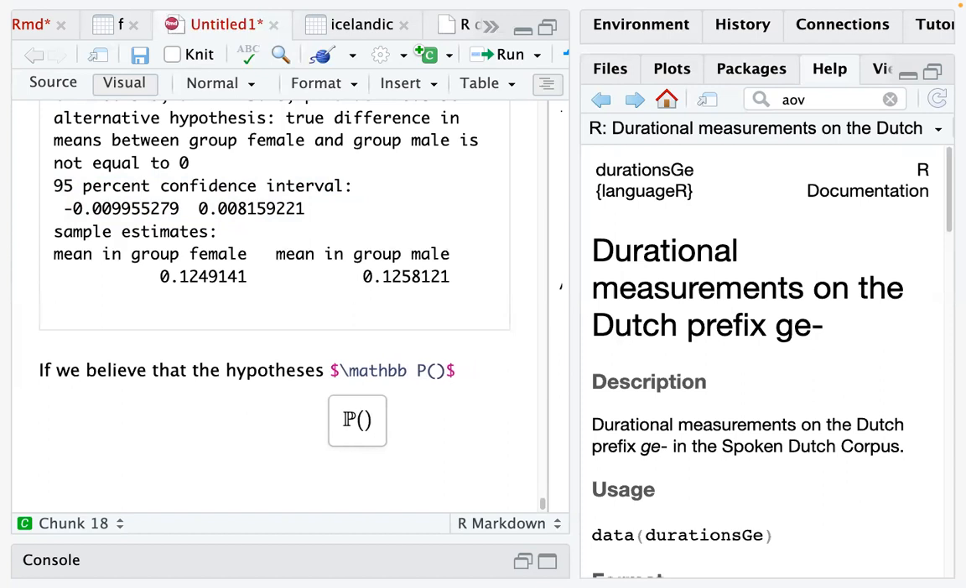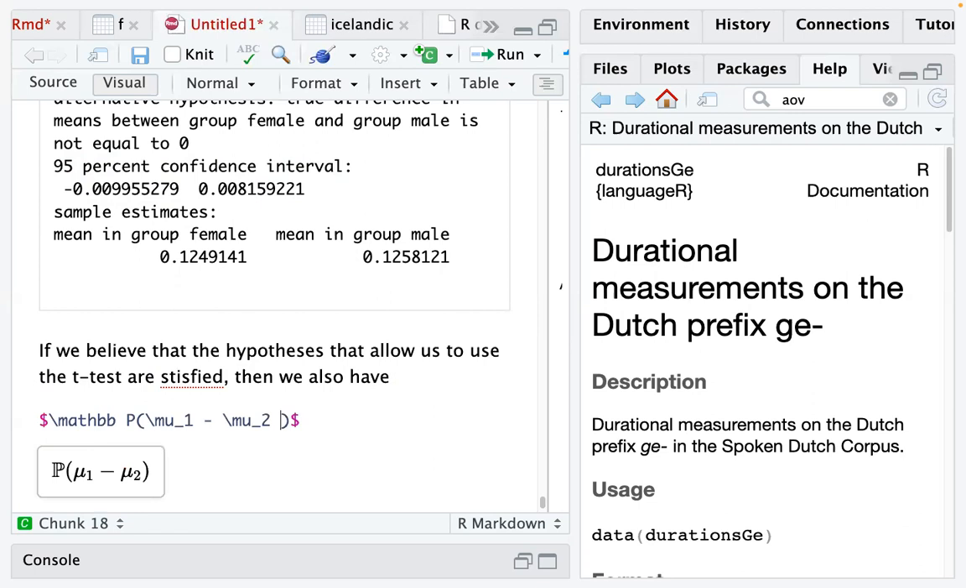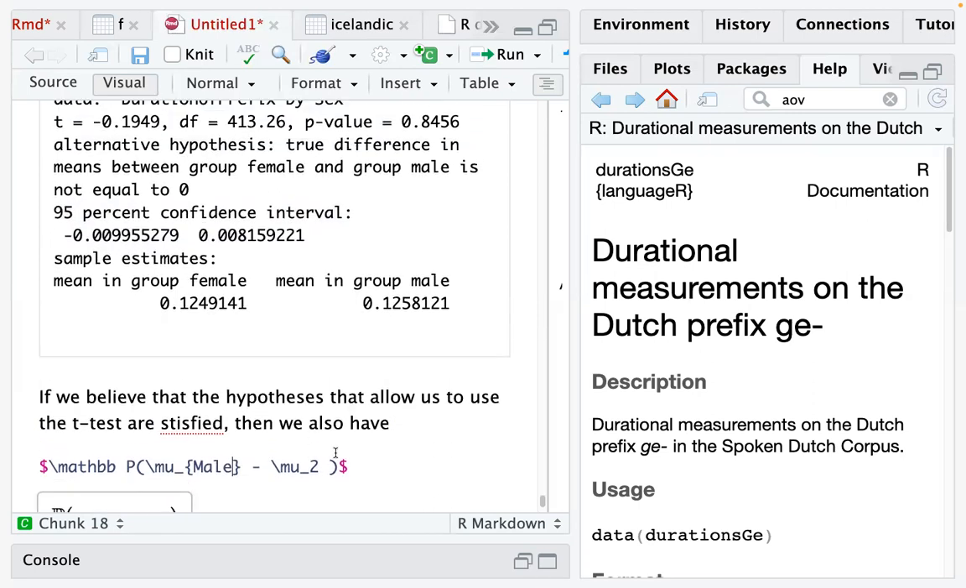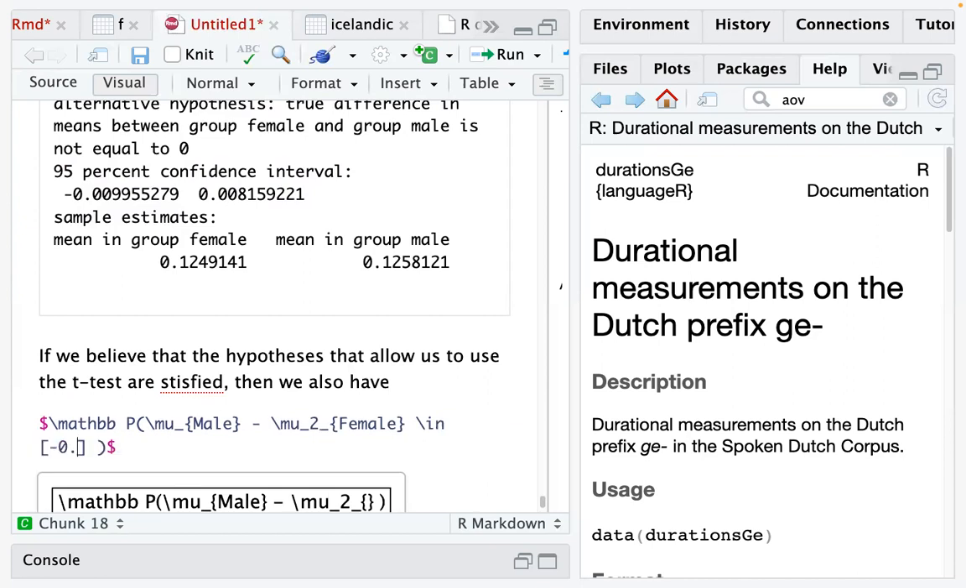then we also believe that the probability that mu1 minus mu2, so the mean of the durations of the prefix of males minus the one of females, is in this interval, minus 0.00995 and 0.008159, is equal to 0.95.